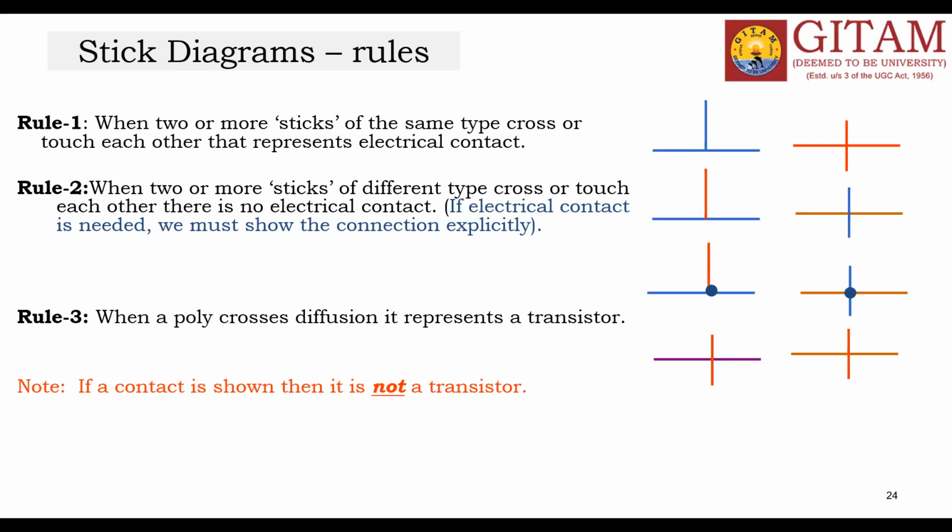Now the rules of stick diagrams. While drawing a stick diagram, we have four basic rules. The first rule: whenever two layers of the same type cross each other or touch each other, there is by default an electrical connection. No need to put anything to make the connection. The second: whenever different layers cross each other or touch each other, by default there will not be any electrical contact. So if you want electrical contact, then put a contact cut.